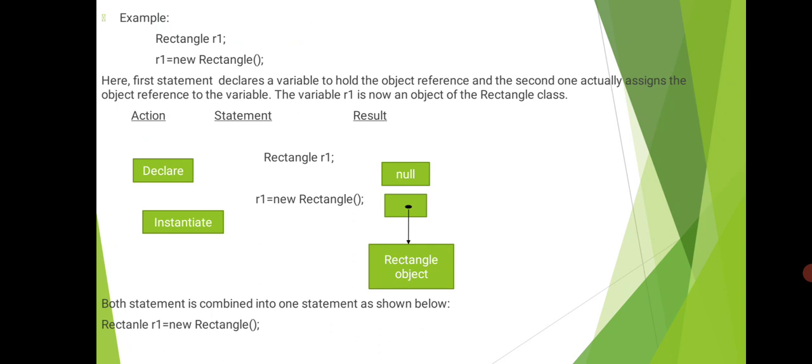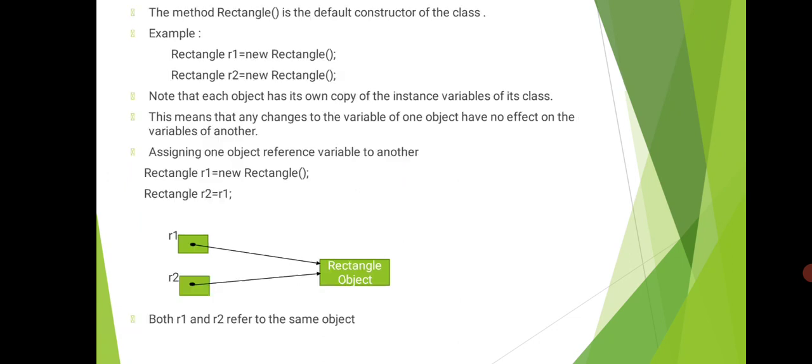Next is instantiate, that is using the new operator you are creating R1. At that time it is pointing to a Rectangle object. In that statement it creates the memory for the data members. Alliro data members ge memory allocation ಆಗುತ್ತೆ ಈ ಟೈಮಲ್ಲಿ ಸೆಕೆಂಡ್ ಸ್ಟೇಟ್ಮೆಂಟಲ್ಲಿ. Both the statements can be written in a single statement, that is Rectangle R1 is equal to new Rectangle, right? So this is creation of an object.